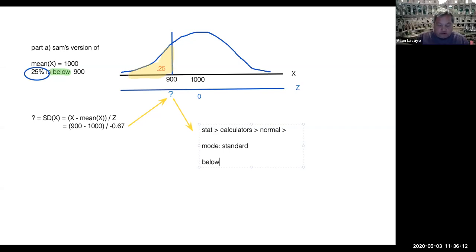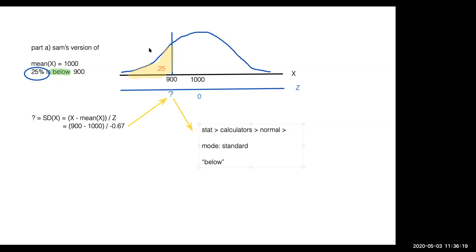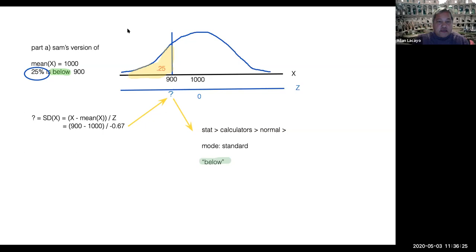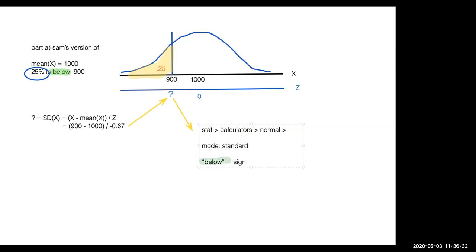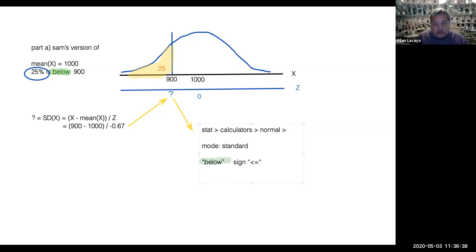And then the word below means you set the sign to less than or equal to. And then the area, this is really important, the area is 0.25. And when you click on compute, you're going to get the z-score is less than or equal to 0.67.